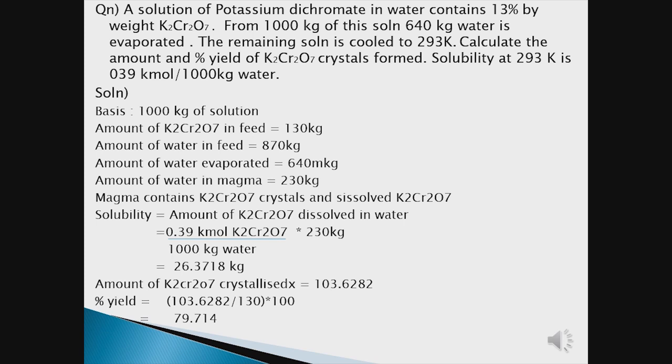Here we are taking the basis as 1000 kilogram of solution, and the amount of K2Cr2O7 in the feed is 130 kilogram, because 13% of 1000 kilogram is 130 kilogram. The amount of water in the feed is 870 kilogram, 1000 minus 130 is equal to 870 kilogram, and the amount of water evaporated is equal to 640 kilogram, and the amount of water in the magma is equal to 230 kilogram.